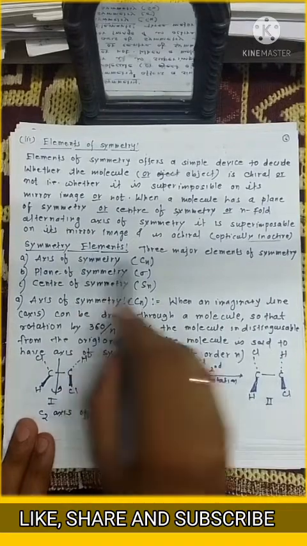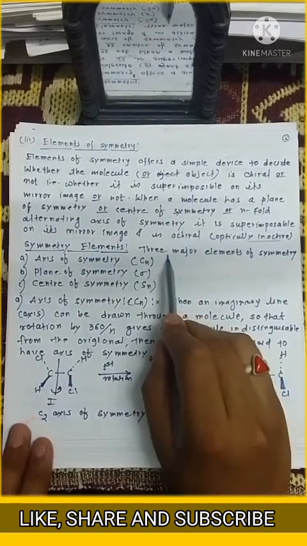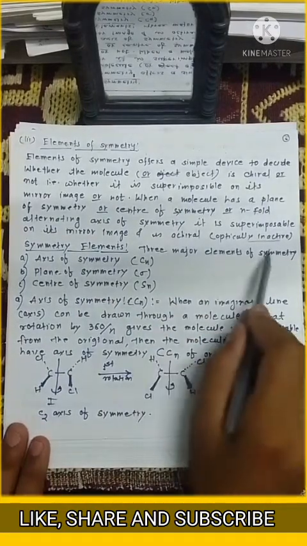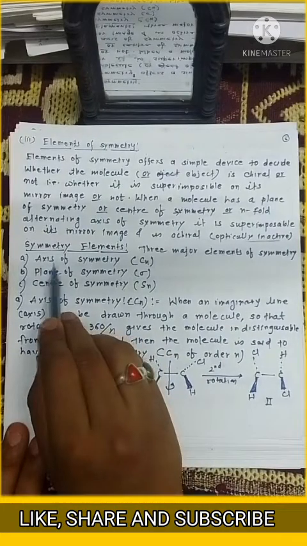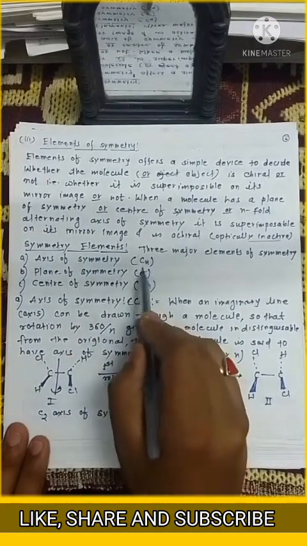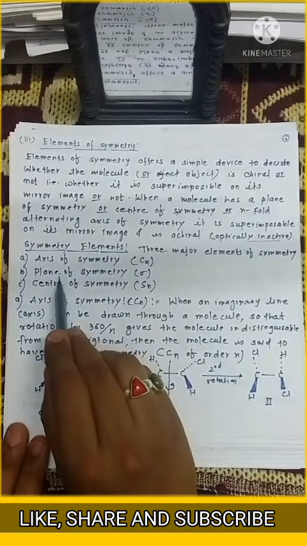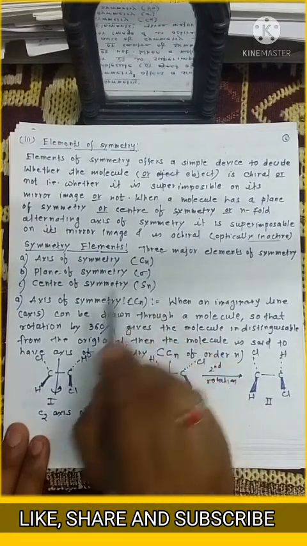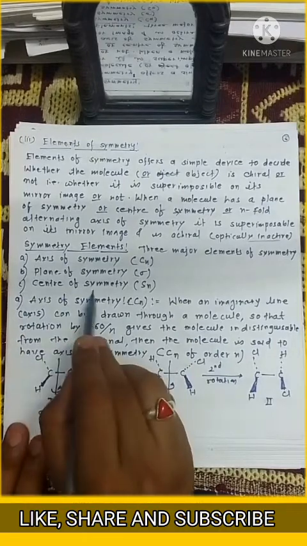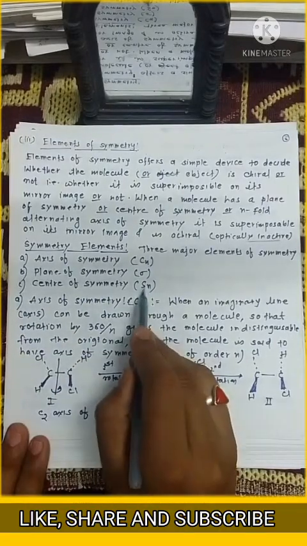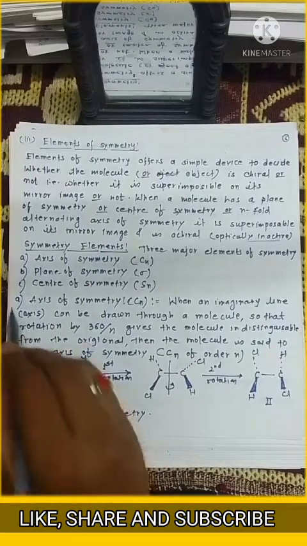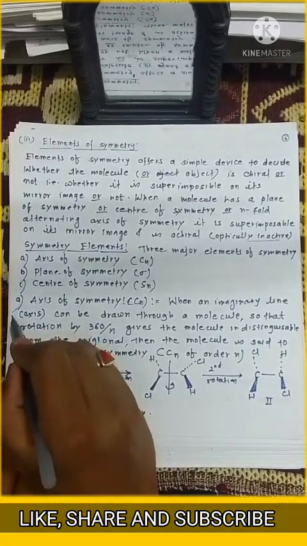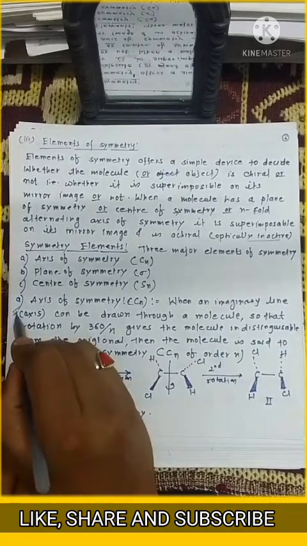Elements of symmetry. Three major elements of symmetry are: axis of symmetry, which is denoted by Cn; second one is plane of symmetry, which is denoted by sigma; third one is center of symmetry, which is denoted by Sn. Now we are discussing axis of symmetry in detail.